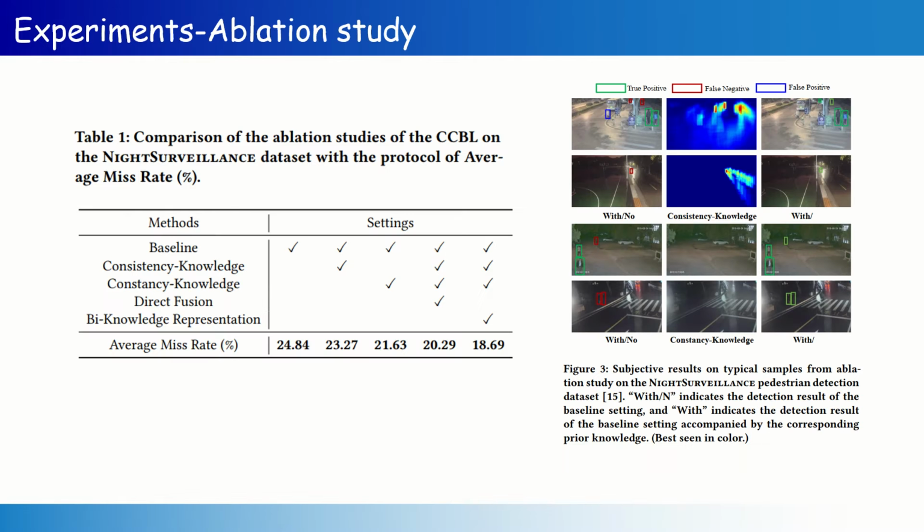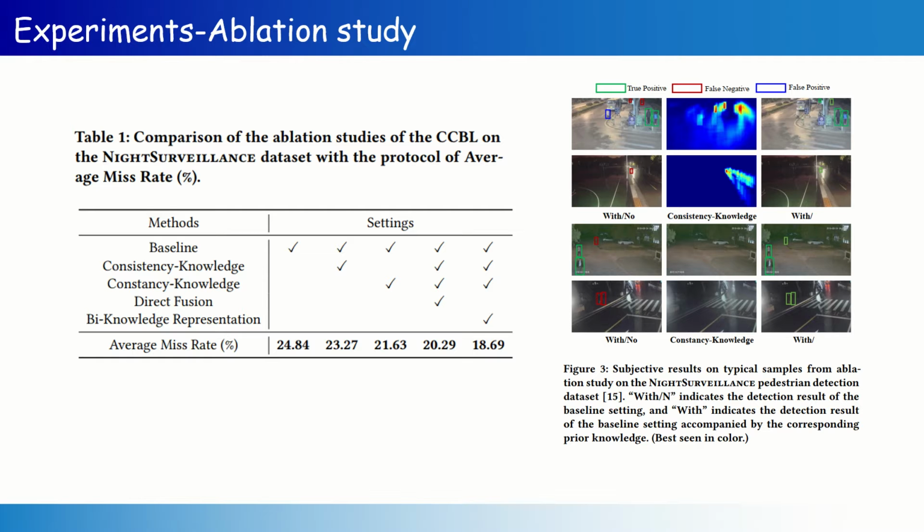Compared with the baseline, the consistency knowledge module achieves optimization of 1.57 point MR, which demonstrates the effectiveness of the pedestrian distribution in the daytime scene for the pedestrian detection in night surveillance, as shown in Table 1. The constancy knowledge module achieves optimization of 3.21% MR, which demonstrates the effectiveness of the background for the pedestrian detection in night surveillance.